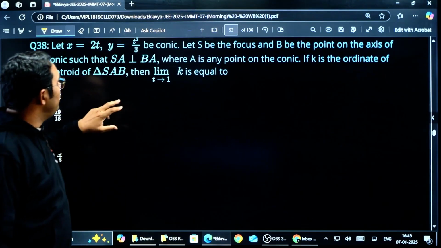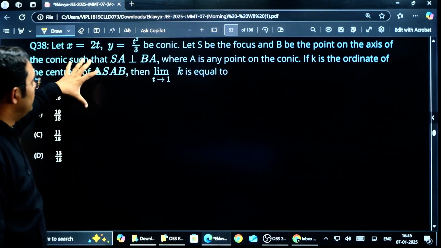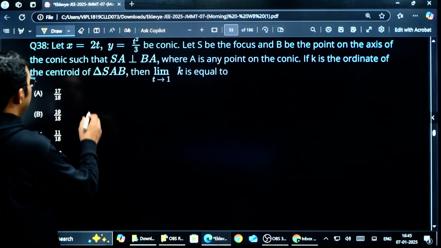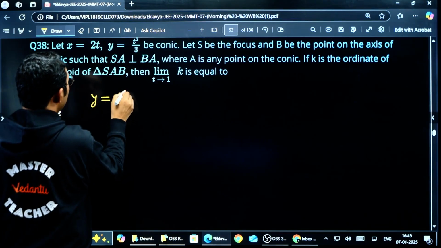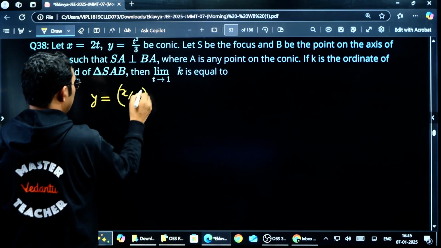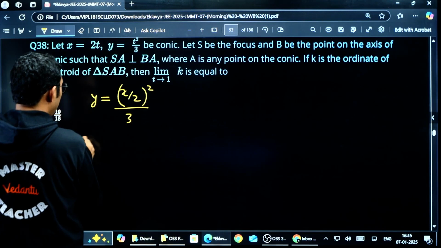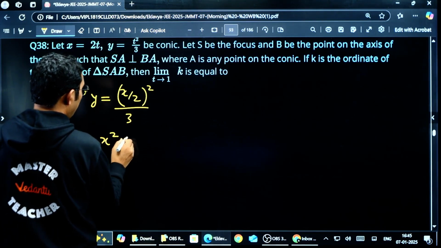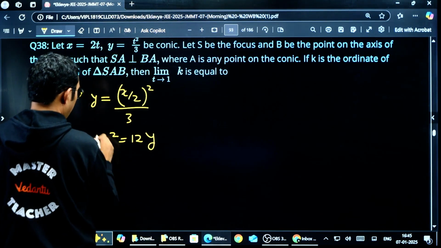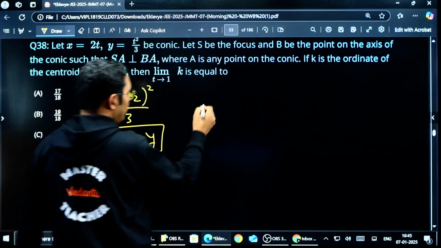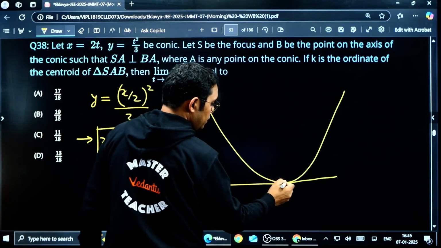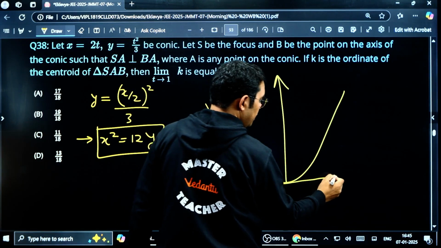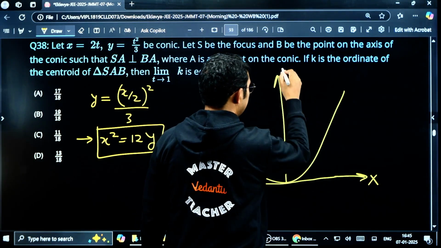Let x and y be a conic. I think this very clearly is a parabola. If you eliminate t from this, we get y equal to (x upon 2) whole square divided by 3, which gives you x square is equal to 12y. Okay, and I think this is the upward parabola like this, tangent to the x-axis at the origin. This is the axis, this is the tangent at the vertex.